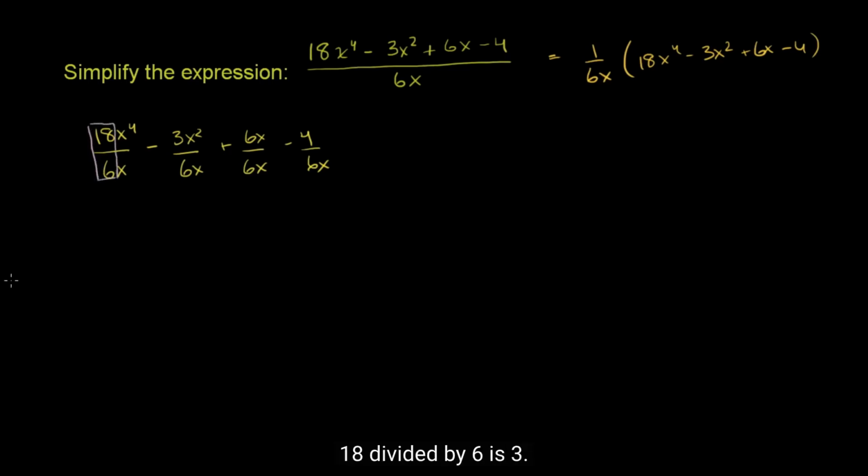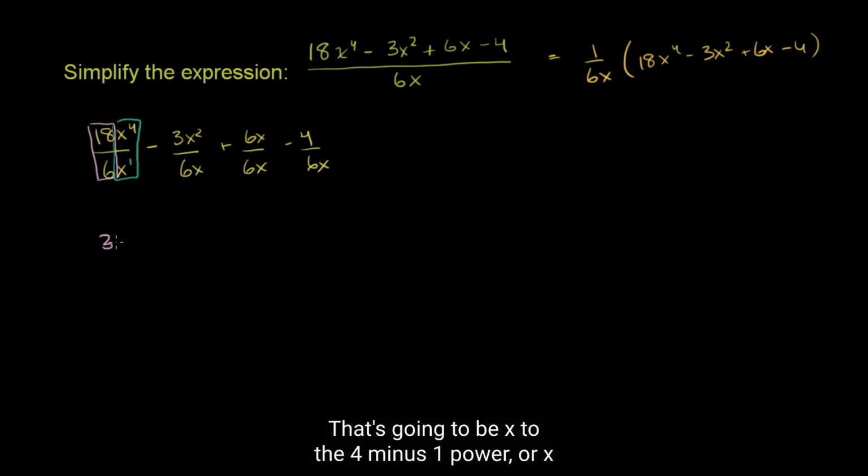18 divided by 6 is 3. And then you have x to the fourth divided by x to the, well, they don't tell us, but if it's just an x, that's the same thing as x to the first power. So it's x to the fourth divided by x to the first. That's going to be x to the 4 minus 1 power, or x to the third power.